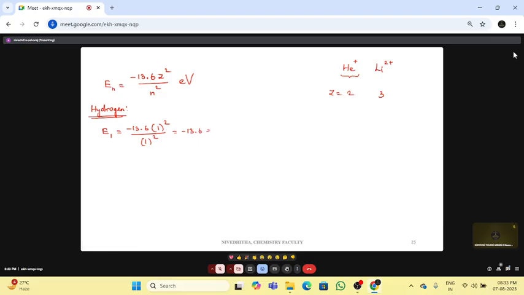Now what does this minus represent? The energy of the electron is minus 13.6 electron volt. What does this minus represent?